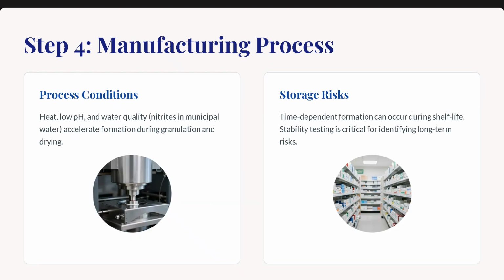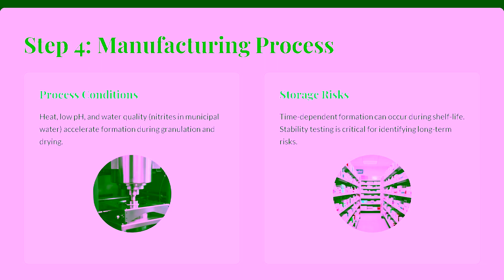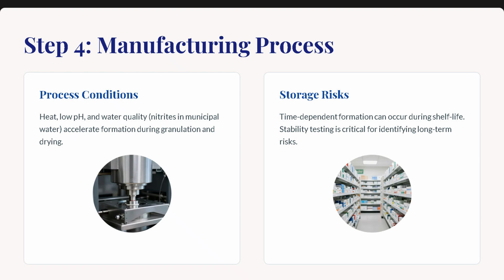Even if your API and excipients appear safe, your manufacturing process itself can create risk. Certain process conditions accelerate nitrosamine formation. For example, heat during drying, low pH conditions, and even water quality. Municipal water can contain nitrites, which may contribute to formation.